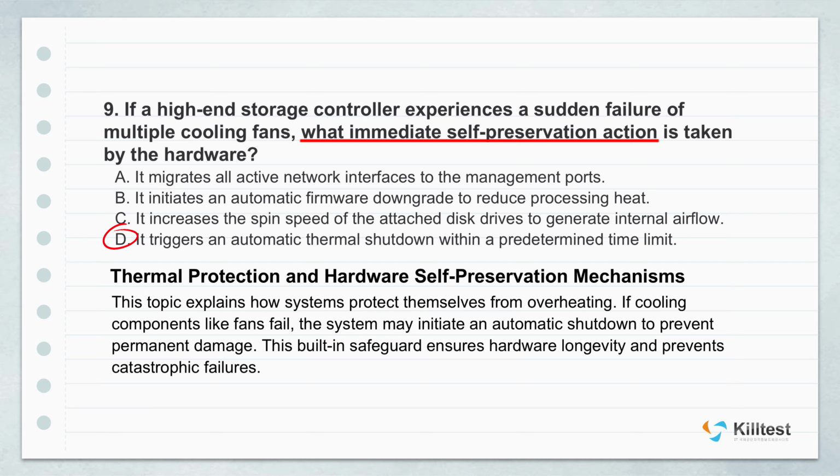And option C is my absolute favorite distractor. Increasing the spin speed of hard drives to generate internal airflow. That is pure science fiction. Hard drives are sealed units. Spinning their internal platters faster does not magically turn them into cooling fans for the chassis. It sounds like something out of a bad hacker movie. Exactly. The machine shuts itself off to survive. That's the only real option.